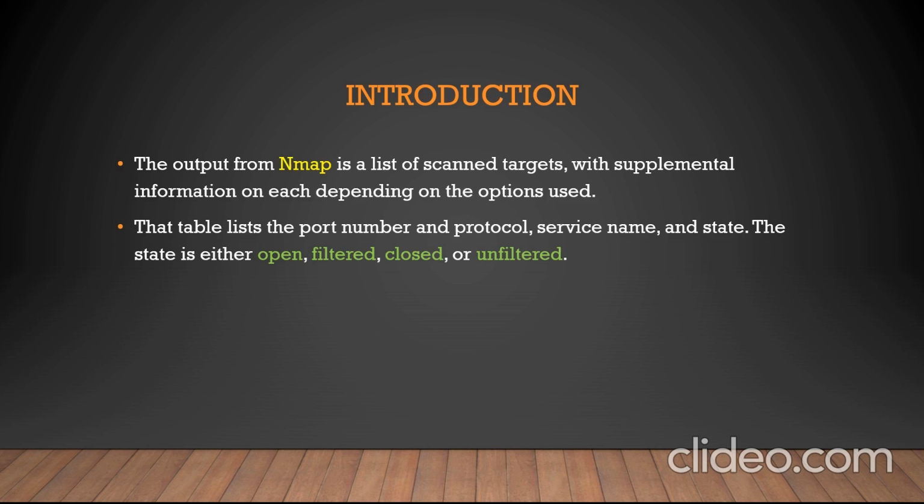So the output from Nmap is basically a list of scanned targets with supplemental information on each, depending on the options used. From the table we get the port number and protocol, service name and state. The state is either open, filtered, closed, or unfiltered.